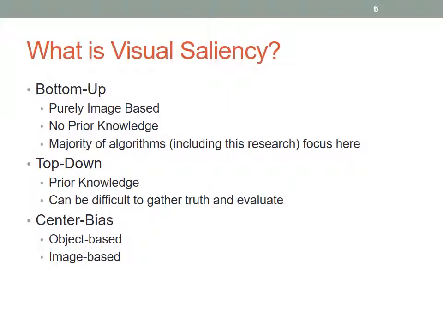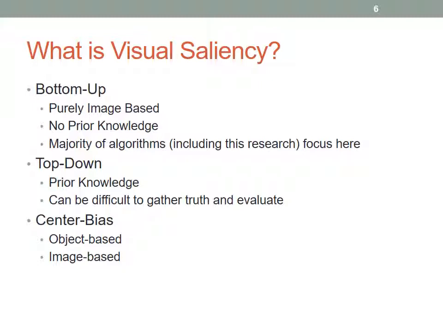And there's two types of visual saliency: bottom up and top down. Bottom up is purely image based. There's no prior knowledge. The majority of algorithms are investigating bottom up, and we'll talk about it when we get to top down, but it's just much easier to do bottom up than it is top down. Bottom up is if you're given an image with no prior knowledge, just out in the blue, where's the human going to look? That's bottom up. So you're looking at image-based qualities only.